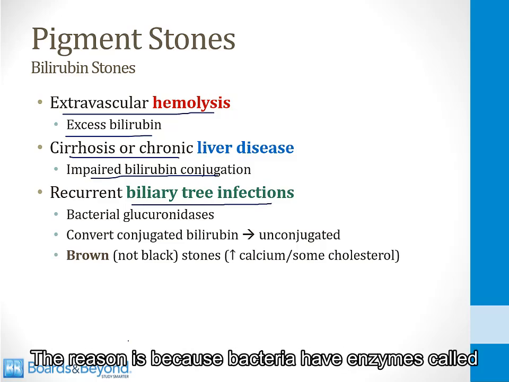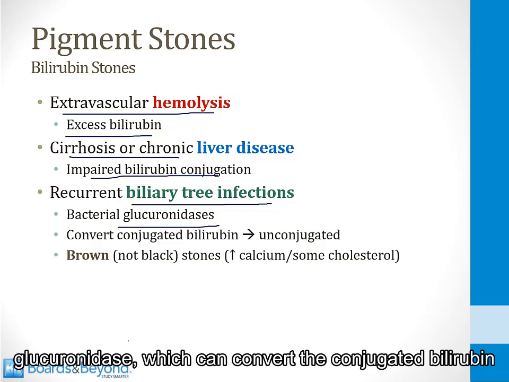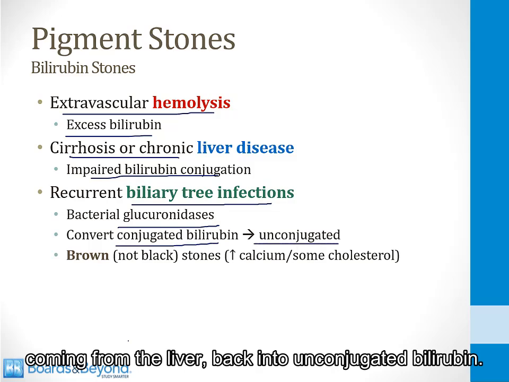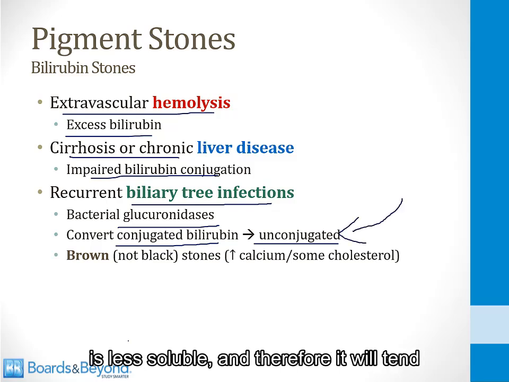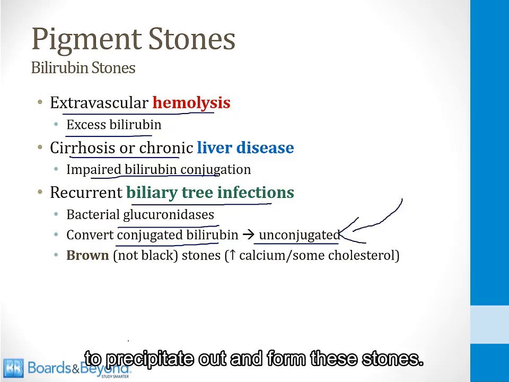The reason is because bacteria have enzymes called glucuronidases, which can convert the conjugated bilirubin coming from the liver back into unconjugated bilirubin. And as I told you before, that unconjugated bilirubin is less soluble, and therefore it will tend to precipitate out and form these stones.